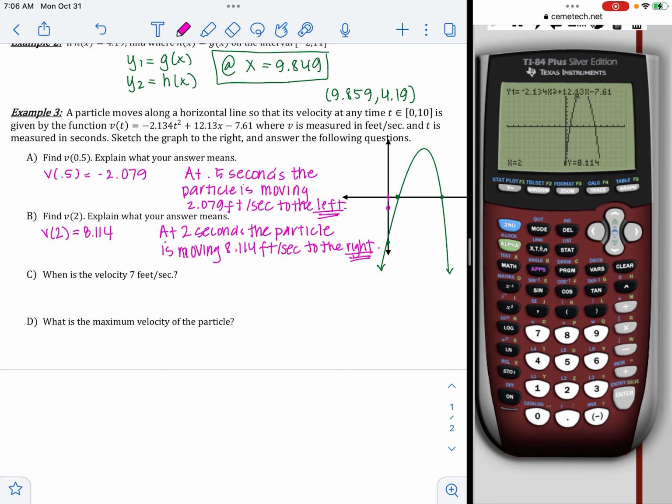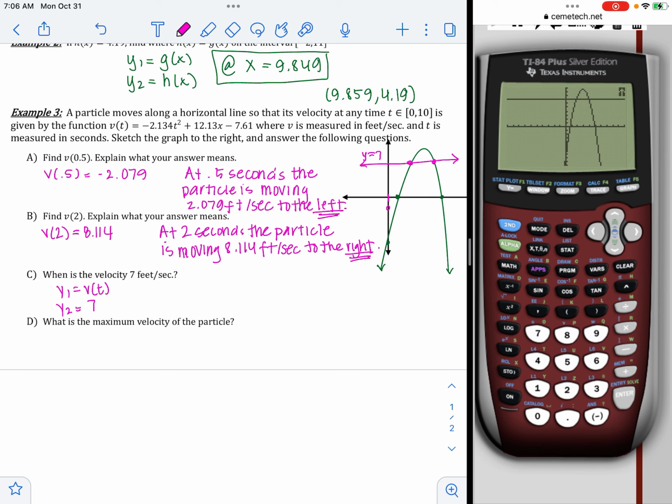All right, next it says when is the velocity 7 feet per second? So remember that is a y value. So in y1, we already have the equation v of t. In y2, we're going to put 7, and we're going to find that intersection. So we go y equals, in y2 we put 7, hit graph. And what it just did is it graphed a line at 7. So this is the line y equals 7. And it's 2 places, so we have to find both of those intersections.